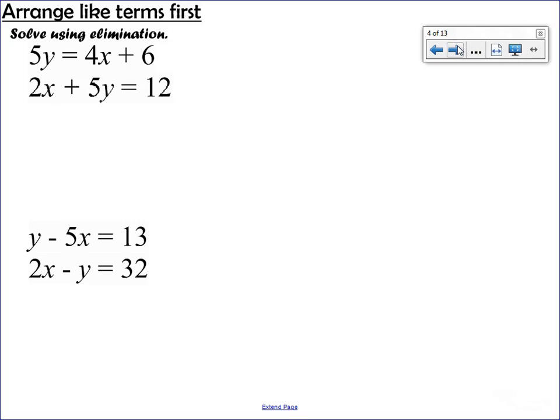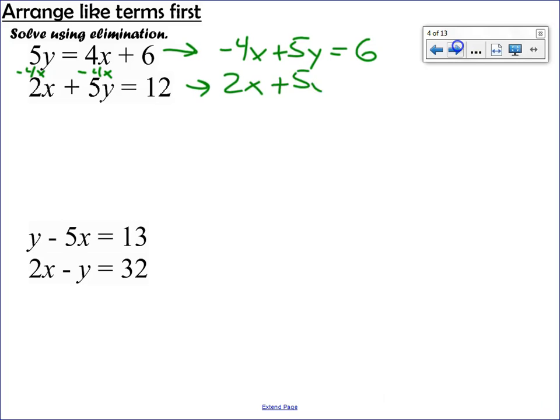In this instance, we'll notice it might be hard to eliminate variables because they're not all lined up very well. So we want to line them all up first, and then we can determine which ones we can eliminate. So I'm going to subtract 4x from both sides in the first equation. And that'll leave me with negative 4x and a positive 5y equals a positive 6. And I'll line the other one up below it, since that one's all lined up the same way.